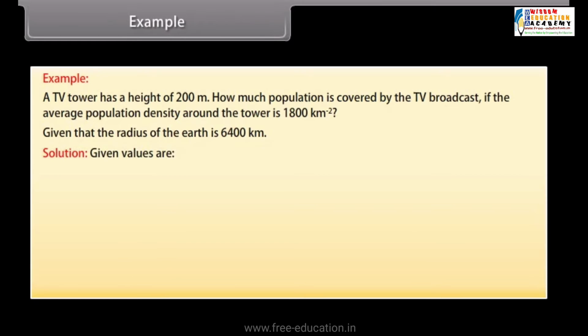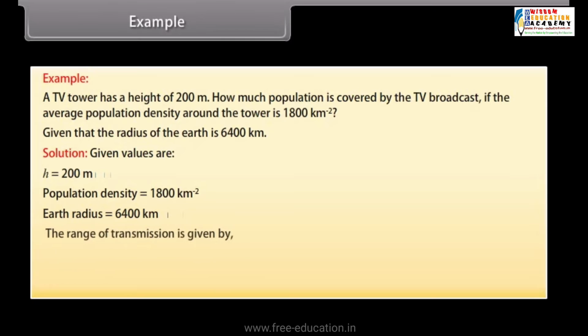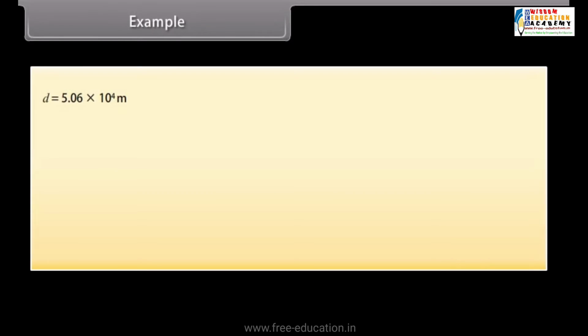Let's see the solution. Given values are: h is equal to 200 meters, population density is equal to 1,800 per kilometer squared, Earth radius is equal to 6,400 kilometers. The range of transmission is given by d is equal to the square root of 2hR. Now, put the values and calculate. We get the value of d is equal to 5.06 times 10 raised to the power 4 meters.